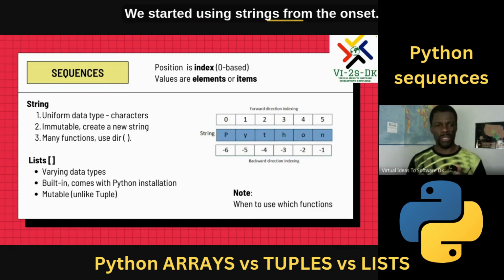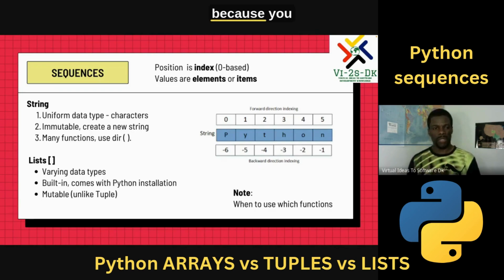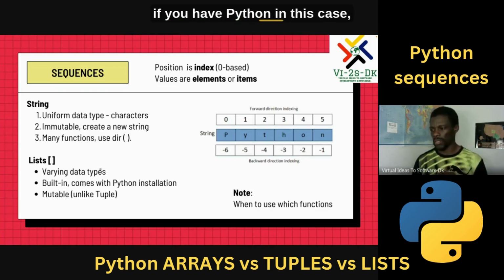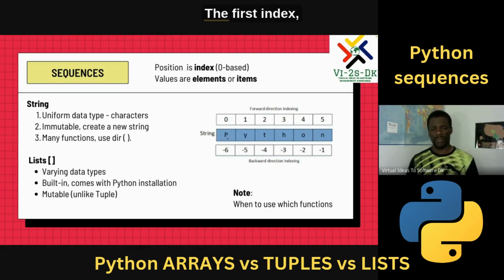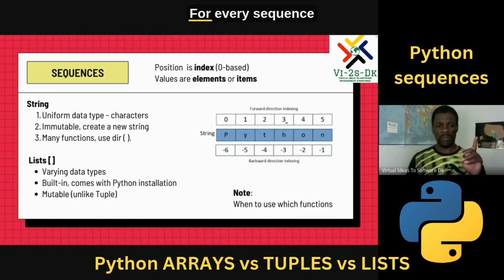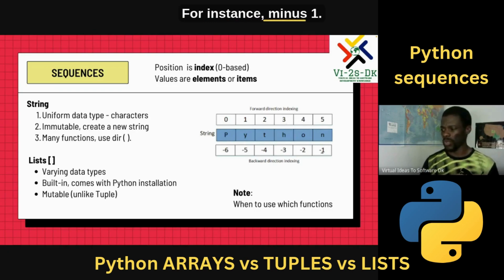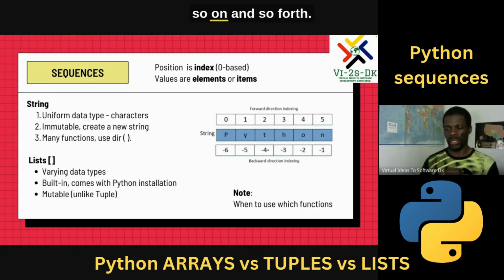But a string, what is a string? We started using strings from the onset. A string is also considered a sequence. A string is considered like a list because you have a string of characters. For instance, if you have Python, in this case, Python would be a string of characters with a length of 6, right? The first index, the 0 index is P. The first index is Y, and so on and so forth. But also know that you can count indices backwards, okay? For every sequence or set, you can also count the indices backwards. For instance, -1 would represent the last item. -2 would represent the last but one item, and so on and so forth.